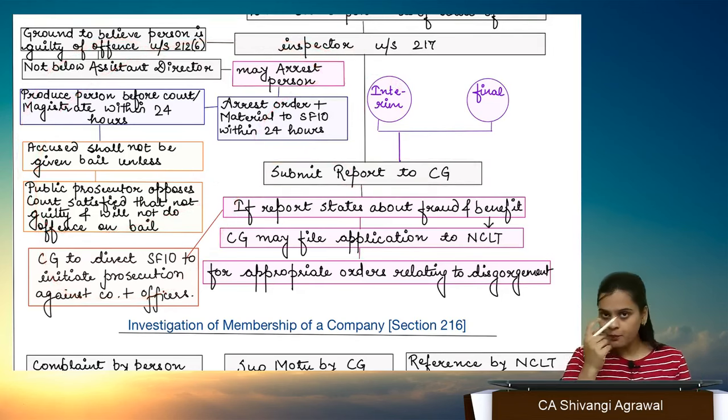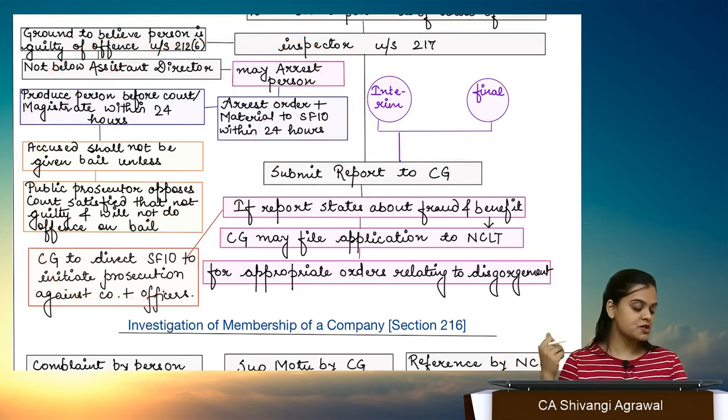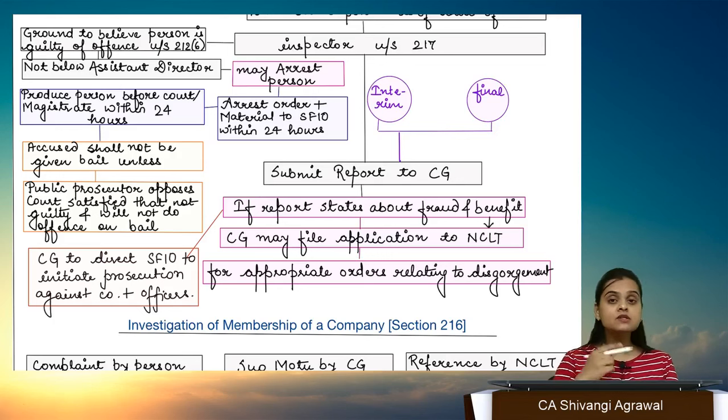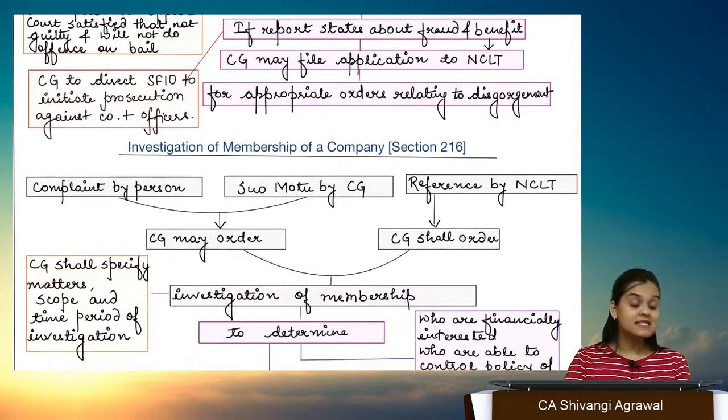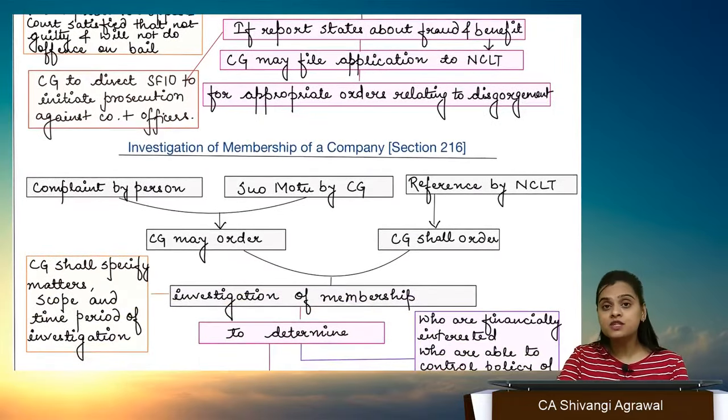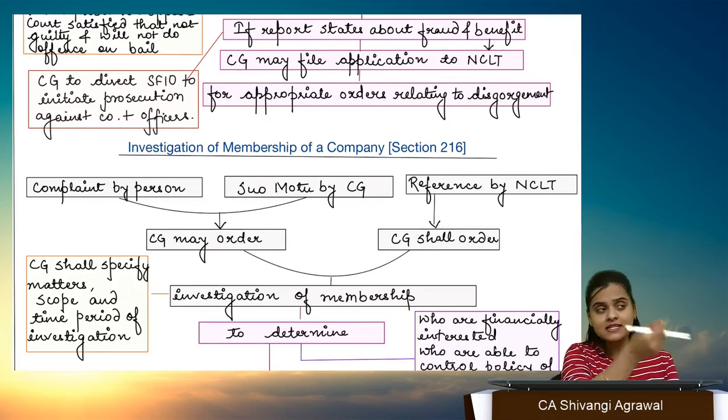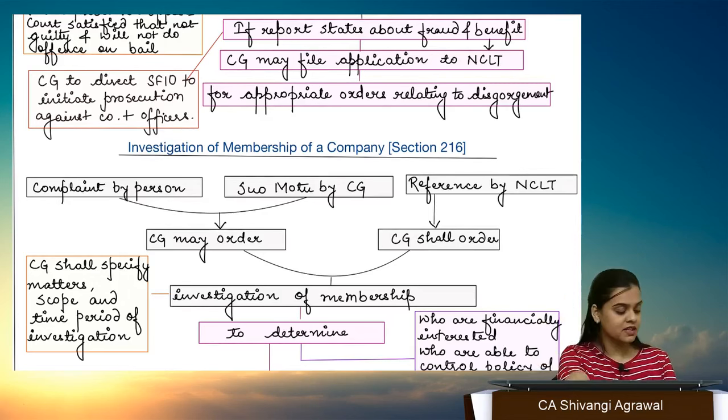The inspector appointed will carry out the investigation, submit the report to the central government. If the central government directs, then it will also submit an interim report, otherwise just the final report. And the report may state that yes, these people have committed fraud. So CG will take action in pursuance of the report. What will be that action? CG will direct SFIO that we file the complaint and start the prosecution against these people. That means the legal proceedings will be started and adequately they will get the punishment.